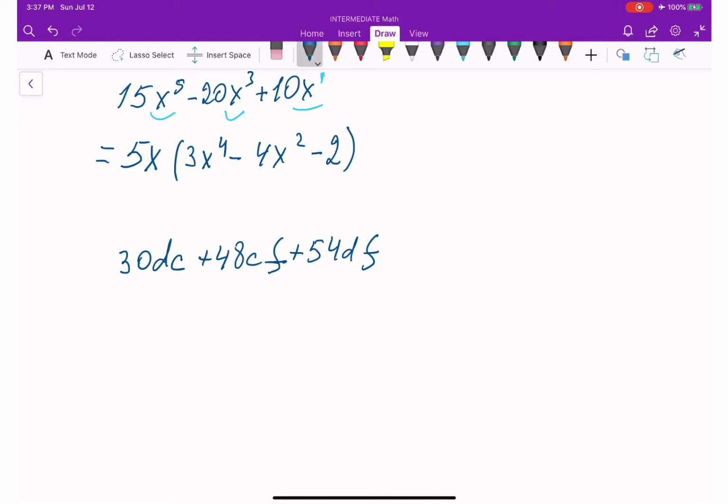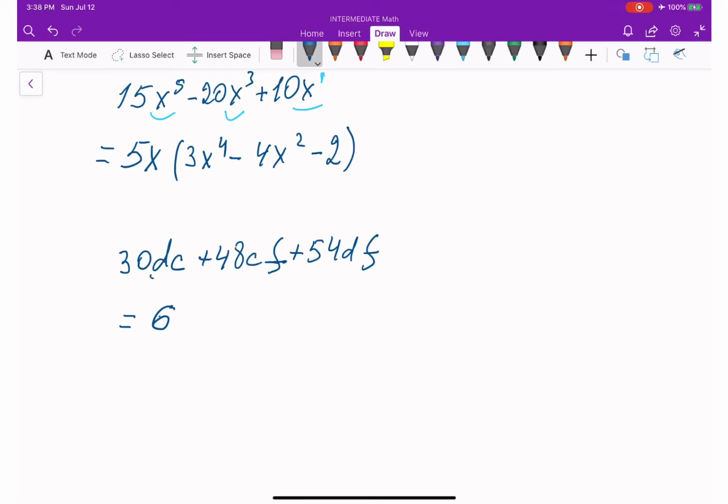The biggest number that all three can be divided by is going to be 6. Because all three you can divide by 2, and then all three you can divide by 3, right? And all of them you can divide by 6. And 6 is the greatest one that you can divide by. So we take the greatest one, 6.